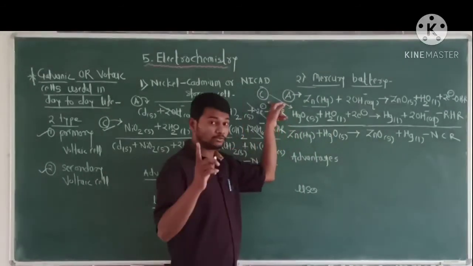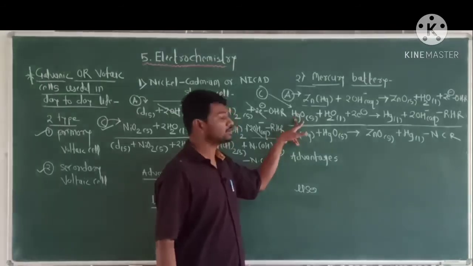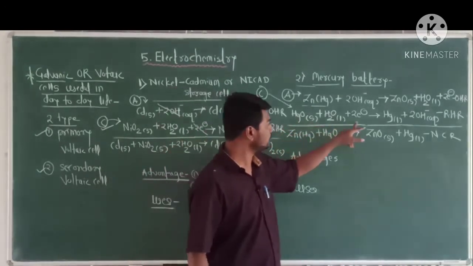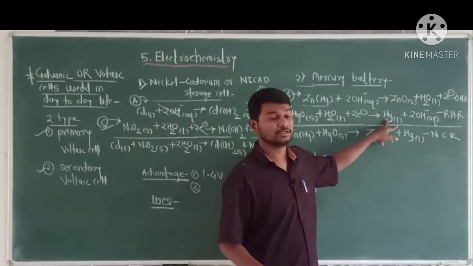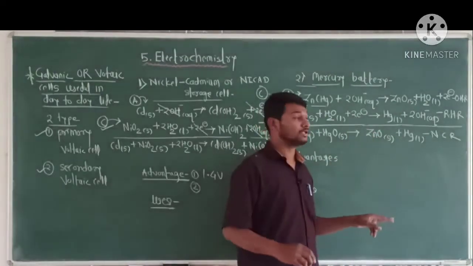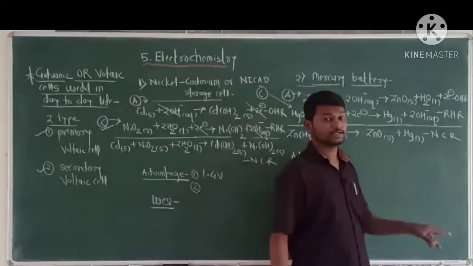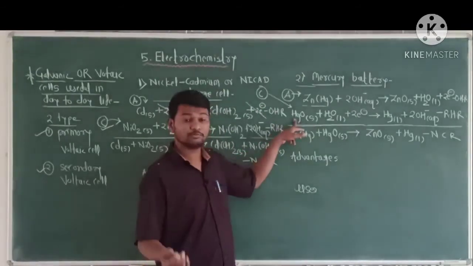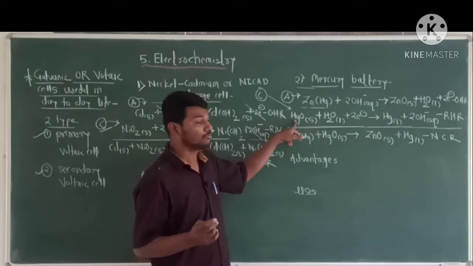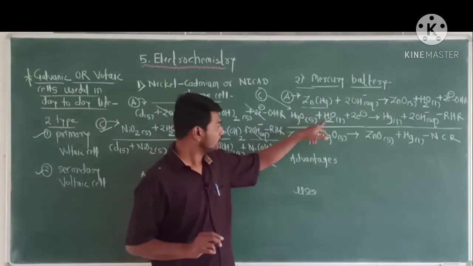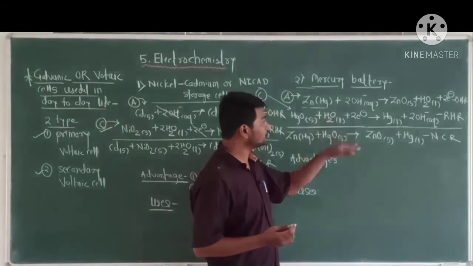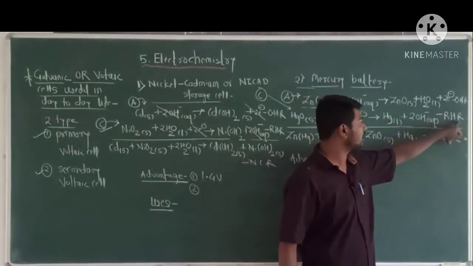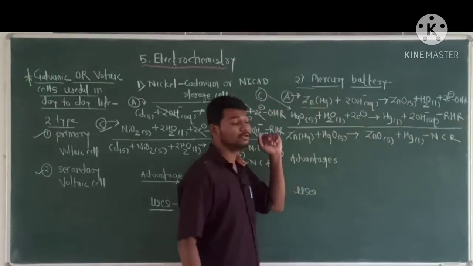At the cathode, the paste of mercury is reduced into liquid mercury by gain of 2 electrons. This is the reduction half reaction which occurs at the cathode. At the cathode the paste of mercury, that is mercury oxide, accepts the electrons, that is, it is reduced into liquid mercury, and this is the reduction half reaction which occurs at the cathode.